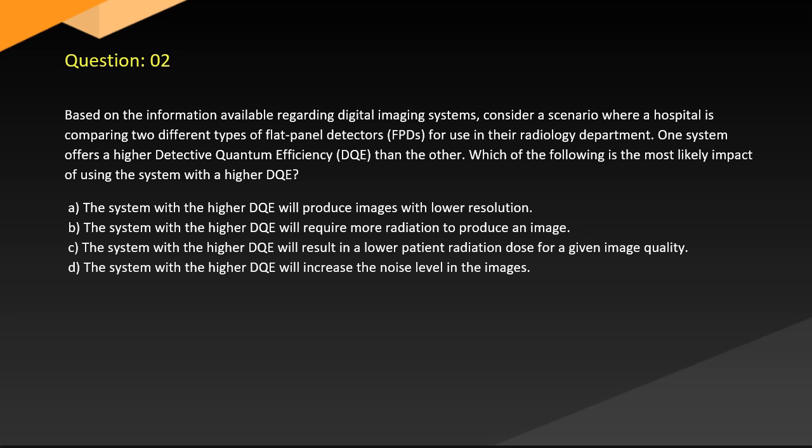A. The system with the higher DQE will produce images with low resolution. B. The system with the higher DQE will require more radiation to produce an image. C. The system with the higher DQE will result in a lower patient radiation dose for a given image quality. D. The system with the higher DQE will increase the noise level in the images.